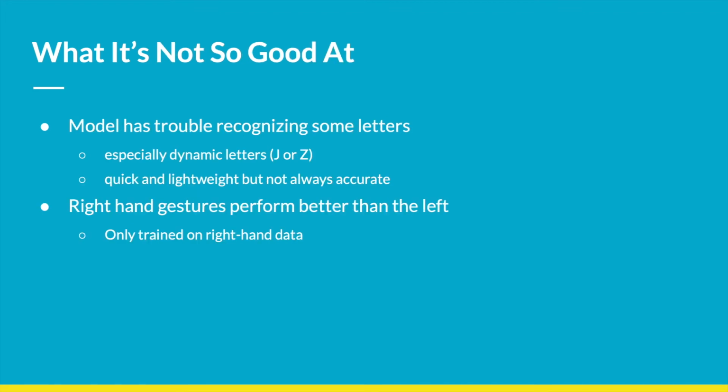Unfortunately, the app is still not entirely frustration-free. It has trouble recognizing a few letters, especially dynamic ones like J or Z. I had to strike a balance between accuracy and responsiveness, so I ended up designing my recognition model to be quick and lightweight, but not always accurate. Another interesting performance issue happens if you're left-handed. The model was trained only on videos with right-handed signers, so it does a better job of recognizing gestures made with the right hand than the left. This was one of the problems I was going to address, but I ran out of time.